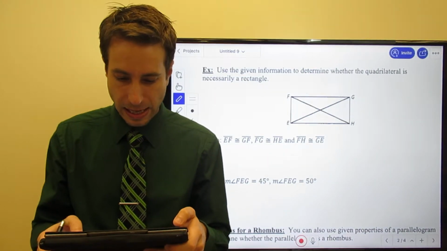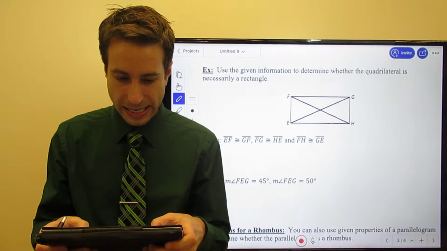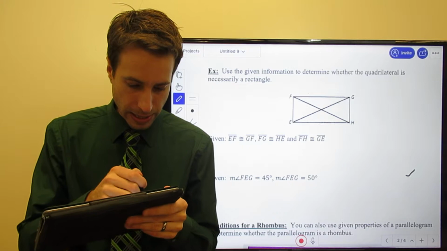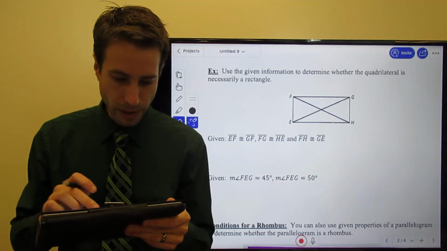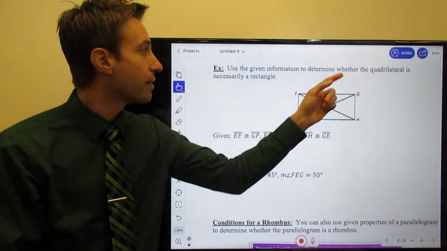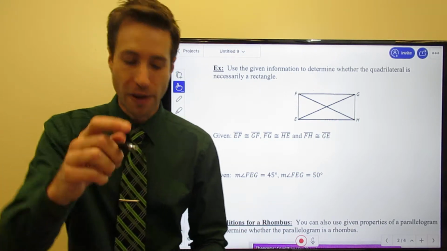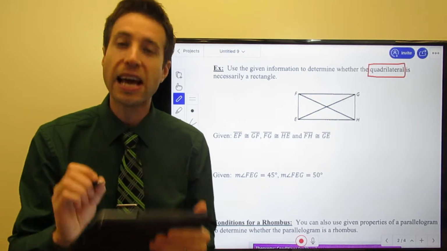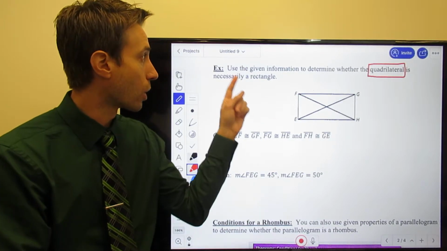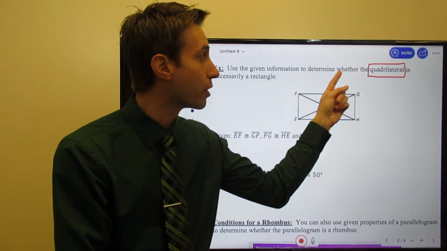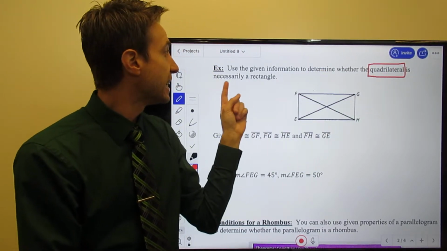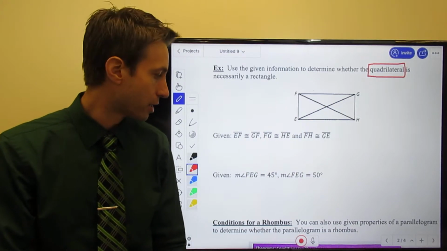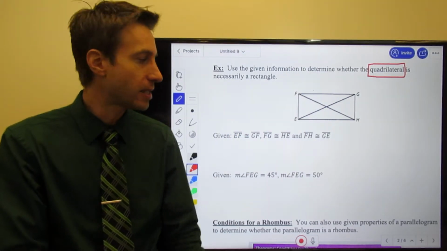Let's take a look at this example problem right here. So here's what I want you to do. I want you to use the given information to determine whether, very important, right here, I tell you this is a quadrilateral. It is a quadrilateral. So I want you to determine whether the quadrilateral is necessarily, does it have to be a rectangle based on the information I've given you. All right, we're going to do two of these. Let's see how they go.